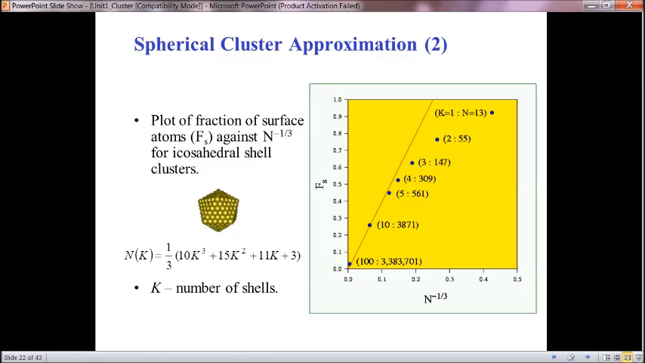So the spherical cluster approximation, with a plot of fraction of surface atoms against number of elements for an icosahedral shell cluster, is given over here. The numerical calculation has been taken as n of k is equal to 1 by 3 into 10 to the power 10 into k to the power 3 plus 15 into k square plus 11k plus 3, based on the number of shells. The fraction of surface atoms has been quantified here.